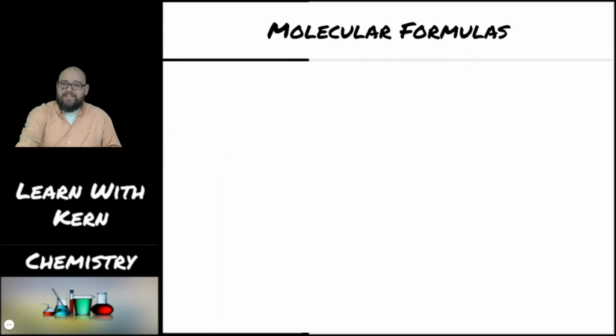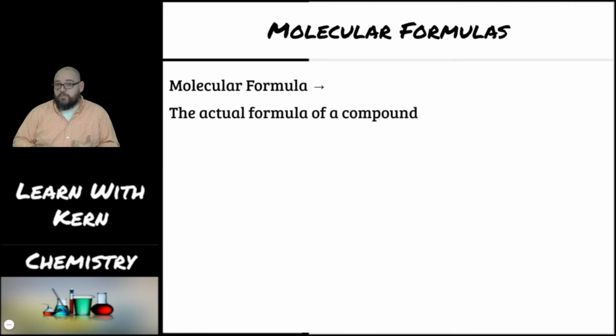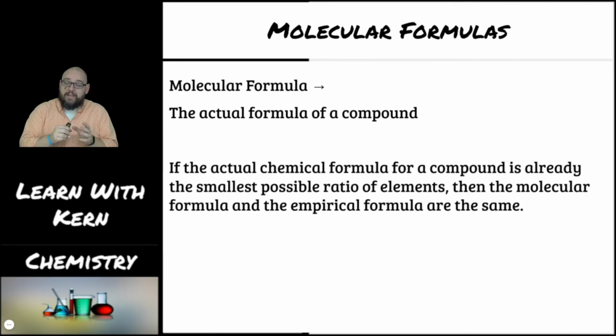So, what is a molecular formula? Well, a molecular formula is the actual formula for the compound. Sometimes when we find the smallest ratio, we get the actual formula, but not always. Sometimes that actual formula is a larger multiplied version of the smallest ratio. If the actual formula is already the smallest, then the molecular formula and the empirical formula are the same.